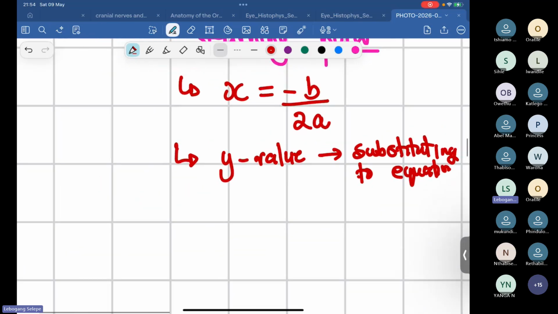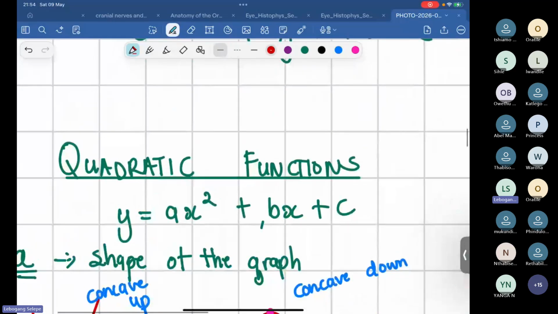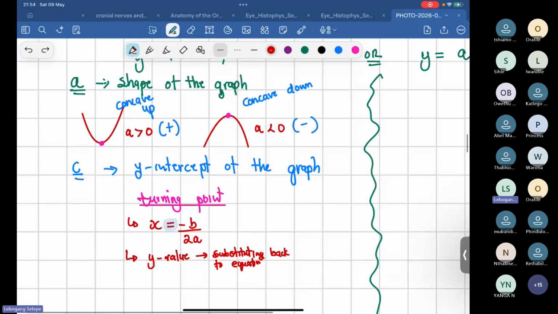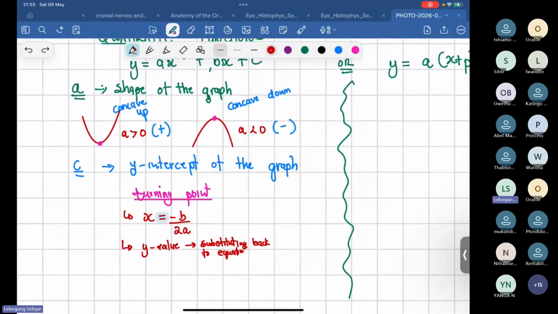For an example, this equation, right? So if you have the x value, you're going to come and substitute it right there, and then you're going to find the y value. Because remember that a turning point is also a point on the graph itself. So you can basically also think about that.